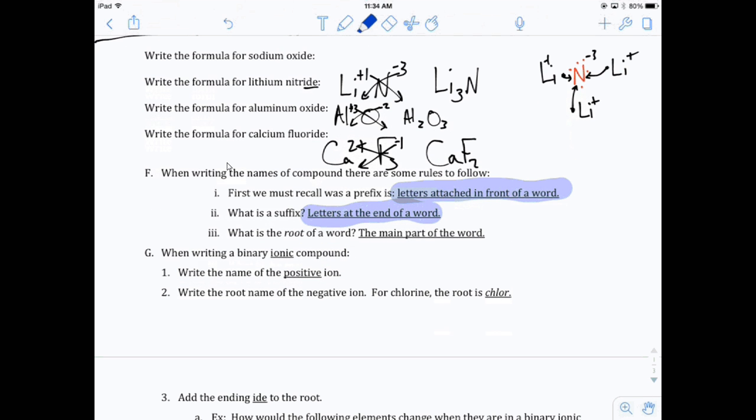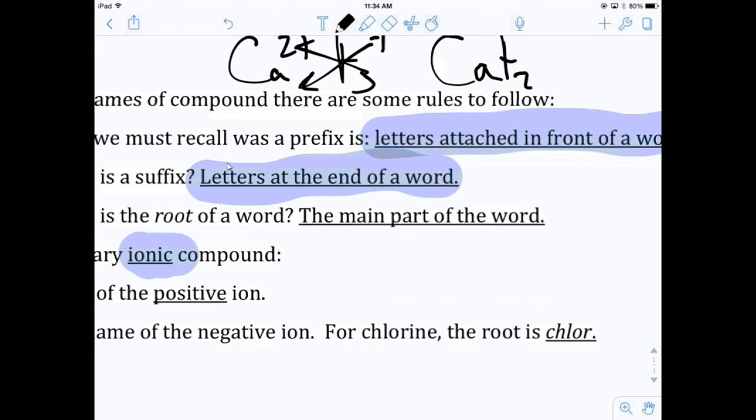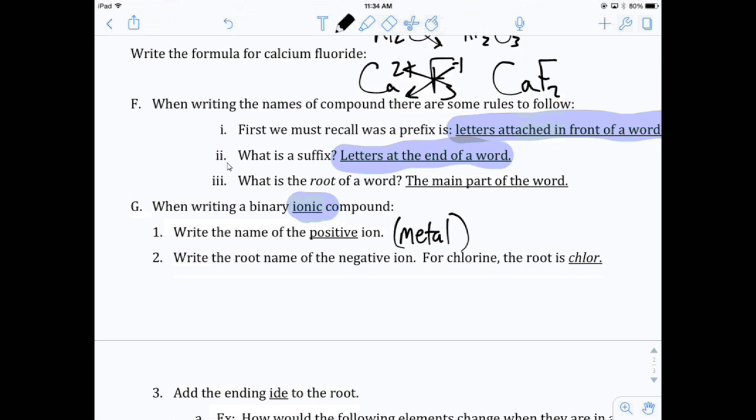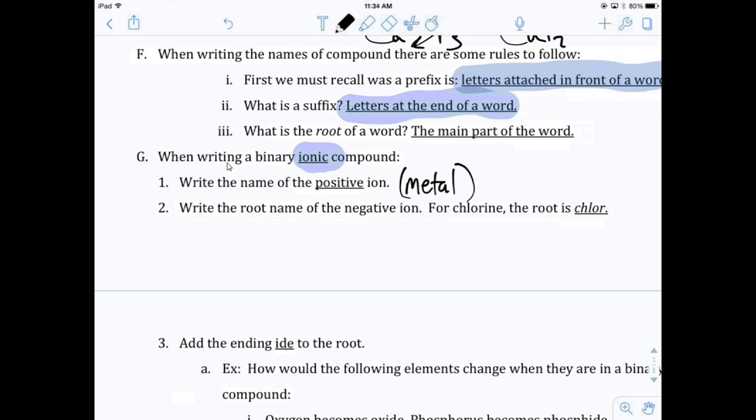So when writing an ionic compound, once again, this is just for ionic compounds. You always write the positive one first, also known as the metal, because the metal is always going to lose electrons. So you write the positive ion first. Then you write the root name of the negative ion. So for example, for chlorine, you would write chlor. All right, and just to signify that it's part of a compound, you write IDE.